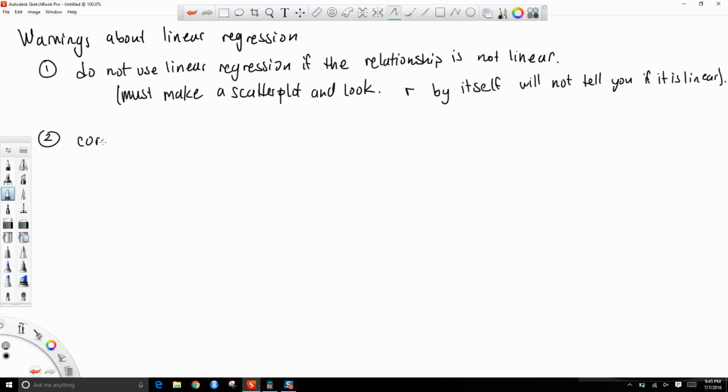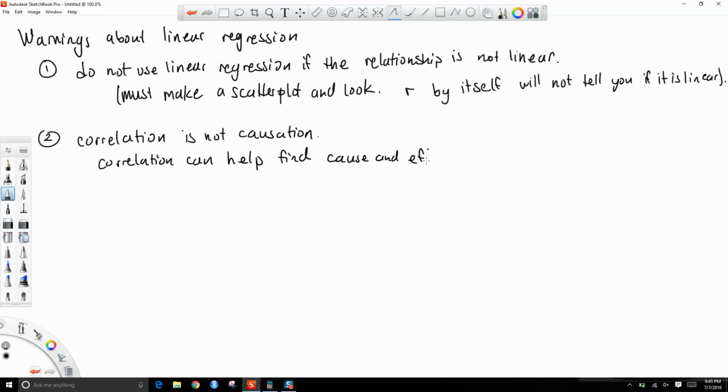Again, another warning: correlation is not causation. So correlation might give us insights or clues as to if something is causing the other, and help find cause and effect relationships. But correlation by itself does not mean that there's a cause and effect relationship.